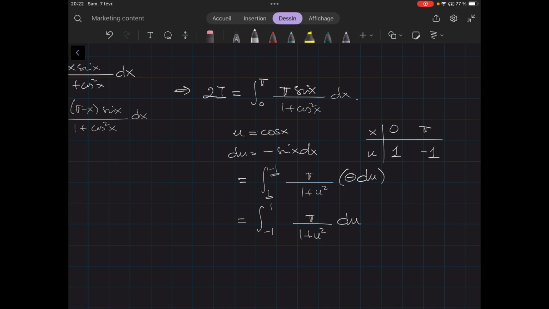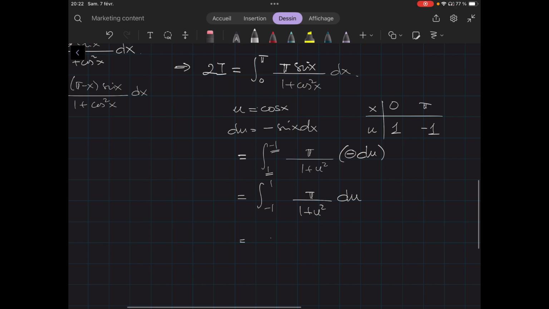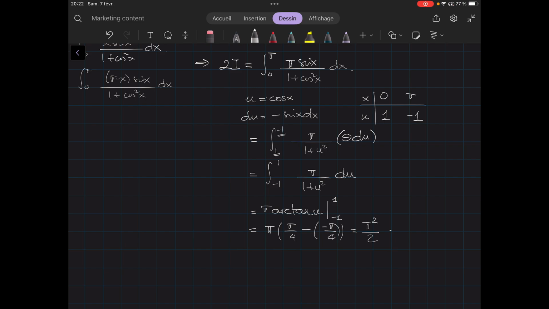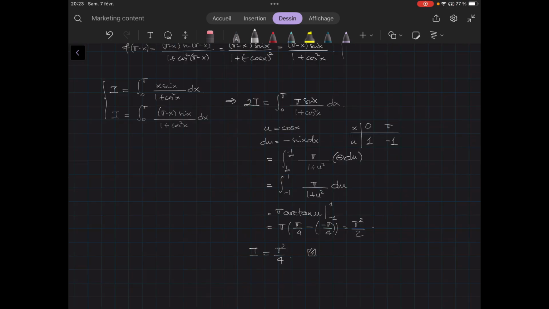We should all be able to recognize that this is arctan. And when plugging in the bounds, we shall get pi squared divided by 2. Since 2I is equal to pi squared divided by 2, I is therefore pi squared divided by 4, and this is the end of the question. Pretty elegant one.